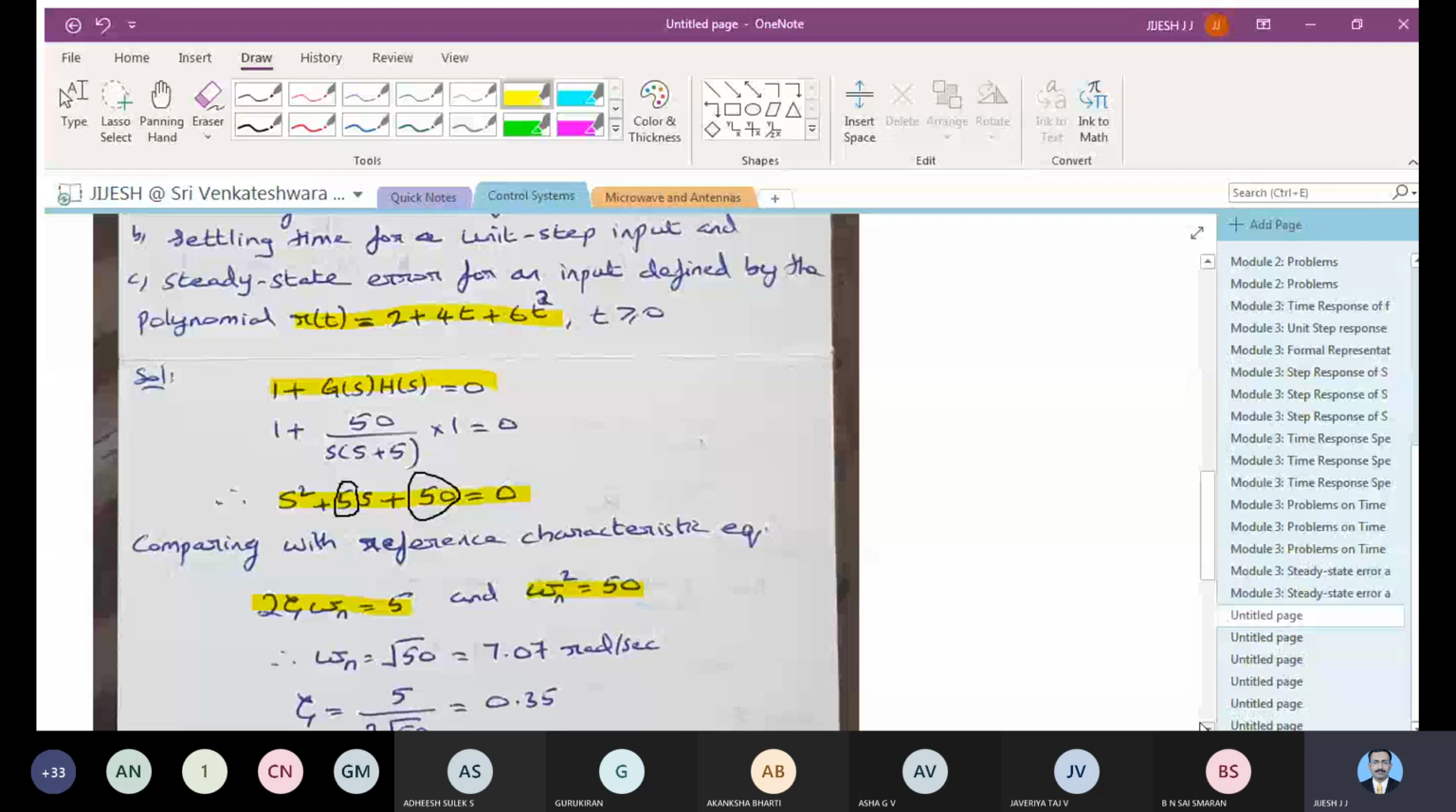So others can also complete it. So when you do the calculation, you need to know the characteristic equation. I am repeating it again. You have studied all these things before, so just revise them. You have the characteristic equation as s square plus 2 zeta omega n s plus omega n square is equal to 0. So when you compare it, you get 2 zeta omega n is equal to 5 and omega n square is equal to 50. So with further calculations, you will get 7.07 radians per second and zeta is equal to 0.35.